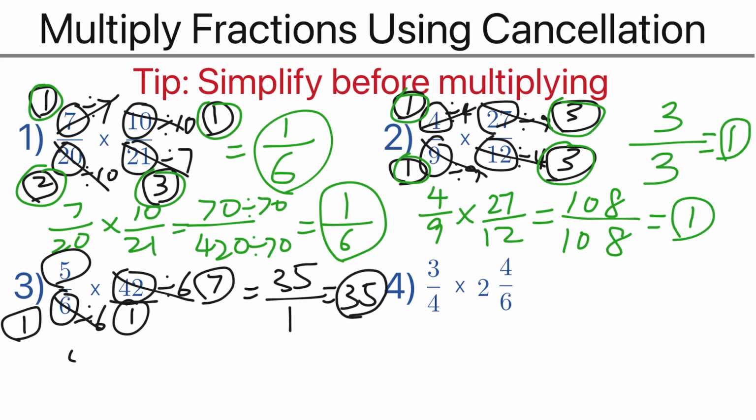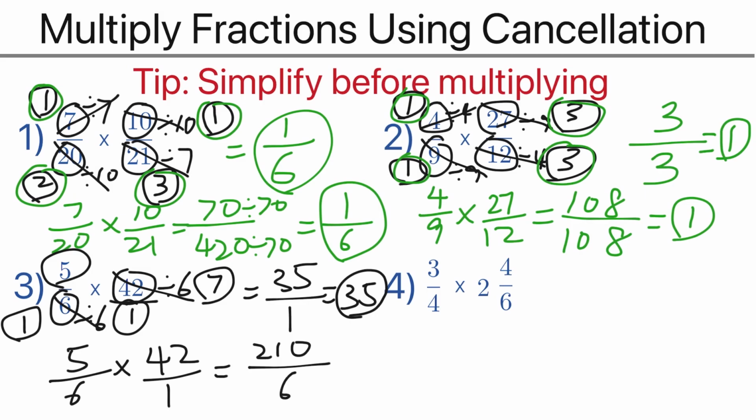Now, if you want to try the long way without simplifying, 5 times 42, multiplying on the calculator, we will get 210 over 6 times 1. And if we take 210 divided by 6, we will get 35. And so the answers are both the same.